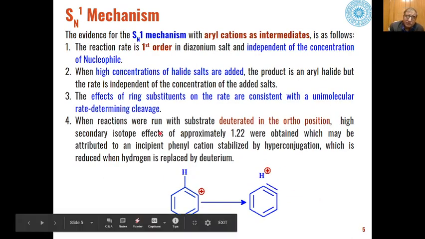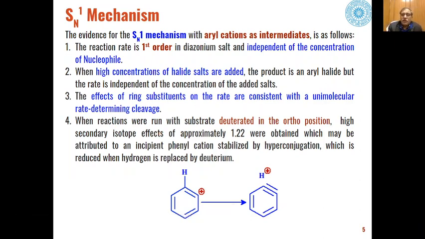Now in case of the SN1 type of mechanism, as I have told you, the different aryl cations are formed as intermediates, and evidence for the existence of these intermediates comes from the fact that, first, the reaction is of first order and is independent of the concentration of the nucleophile. This is again because, as you have seen in the previous slide, the first step is the slowest step, where the diazonium salt breaks up into an aryl cation and a molecule of nitrogen is formed. So that is why the reaction is of first order. This is direct evidence that the SN1 mechanism follows the unimolecular mechanism.